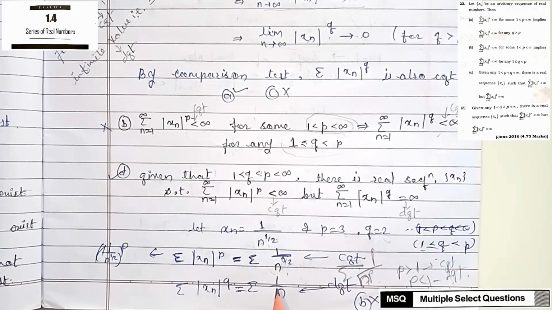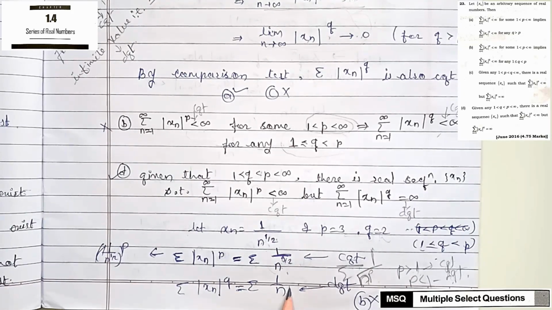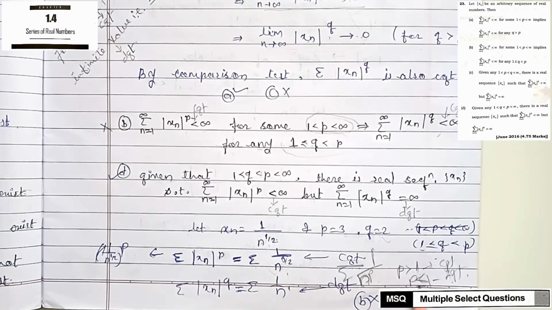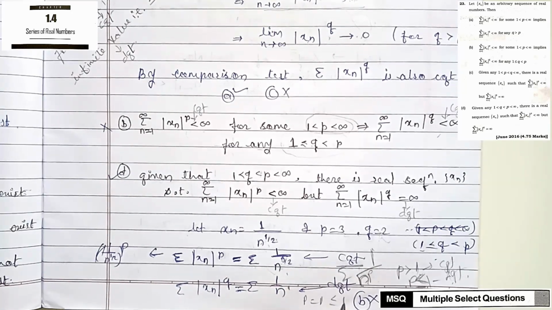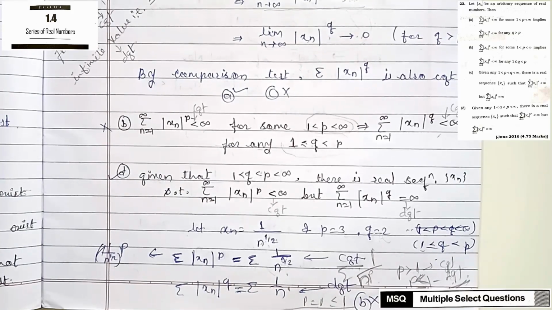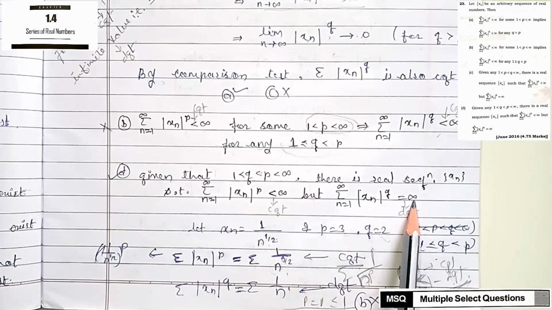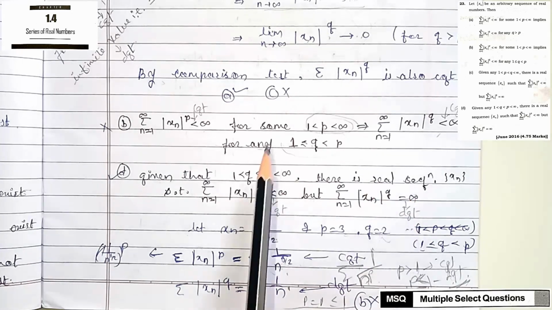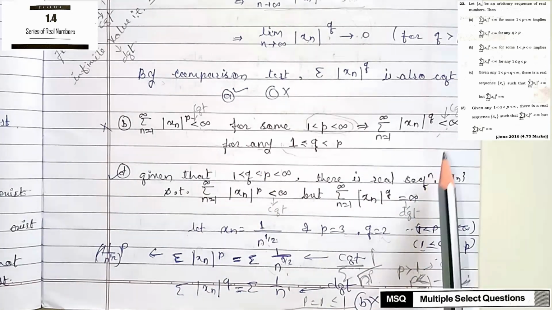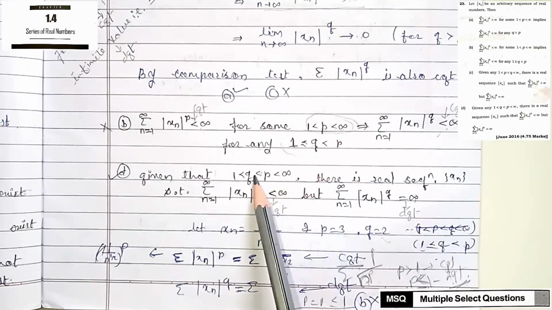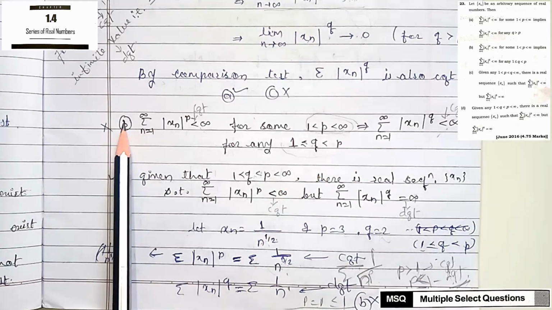Now let us do the same for xn raised to q. So 1 upon n raised to 1 by 2, raised to 2, that means only 1 upon n remains. Here we can see that the power is 1, that means p is less than or equal to 1 here, so the series is divergent. That means this convergent series can go to divergent, but a convergent series cannot go to convergent here for these conditions. So option B is wrong and option D is right.